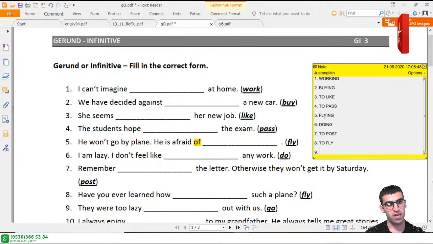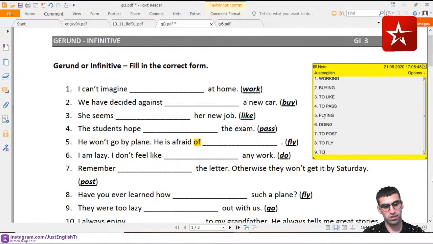And number 9, they were too lazy. So as you know, after adjectives we use what? We use infinitives. So lazy is one of the adjectives here. To go, yes, they were too lazy to go out with us. To go is a correct answer.